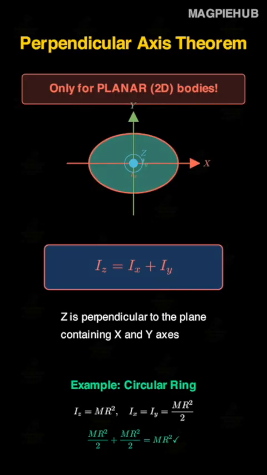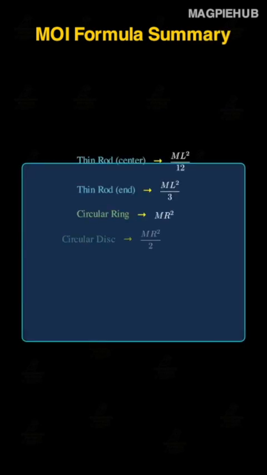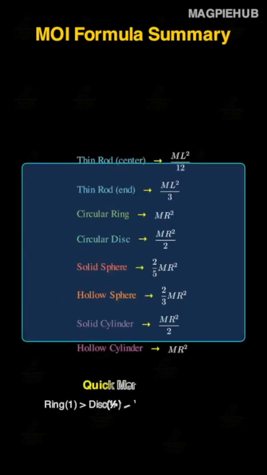Let's quickly review all the formulas. Thin rod about center, ml squared over 12. Thin rod about end, ml squared over 3. Circular ring, mr squared. Circular disc, mr squared over 2. Solid sphere, 2/5 mr squared. Hollow sphere, 2/3 mr squared. Solid cylinder about axis, mr squared over 2. Hollow cylinder about axis, mr squared.